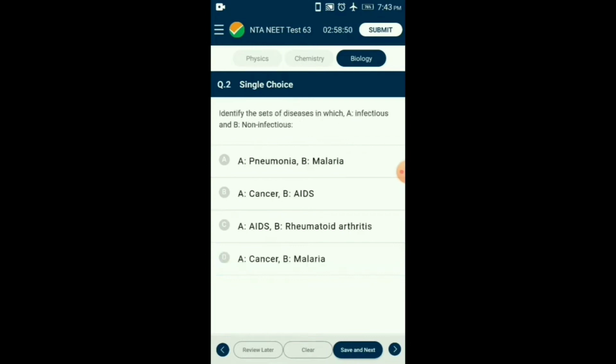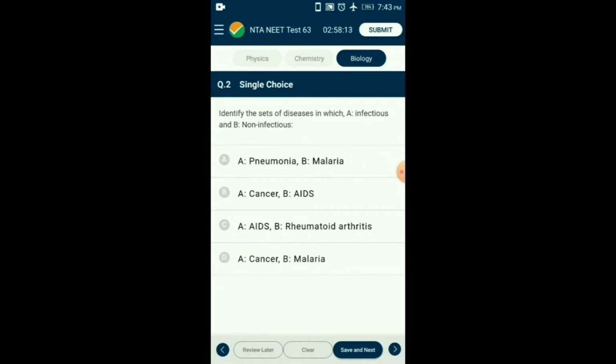Question number 2. Identify the sets of diseases in which A, infectious and B, non-infectious. Pneumonia can spread through airborne droplets from a cough or sneeze, while malaria is transmitted by infected female Anopheles mosquito that carries Plasmodium sporozoites. Cancer is uncontrolled growth of cells and it is non-contagious. Rheumatoid arthritis is an autoimmune disease and is non-infectious.